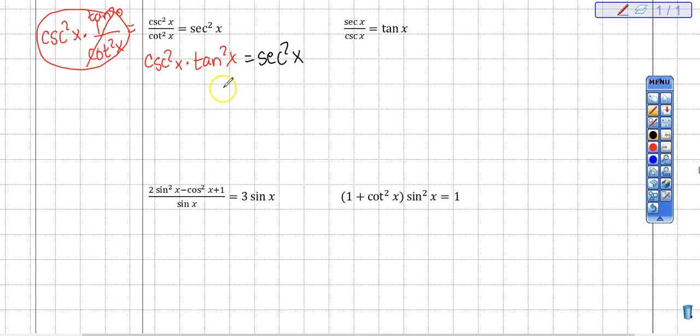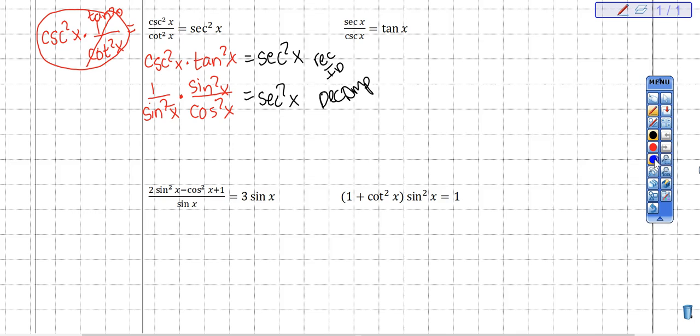All right, so here we go. Now I decompose, right? So here I used a reciprocal ID. That's what I did. I used the reciprocal of cotangent to make it tangent. Right, 1 over cotangent is tangent. Now I'll decompose. So cosecant is 1 over sine squared x, and you have to keep the exponent. And tangent is sine squared x over cosine squared x, okay, equals secant squared x. So that's decomposing.